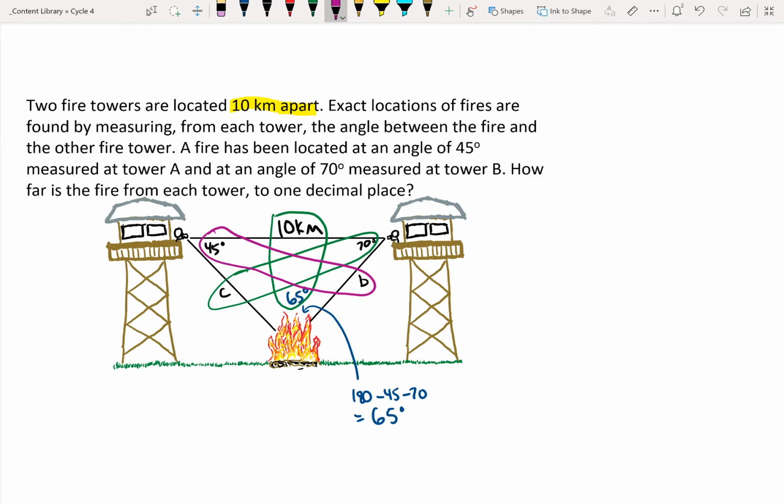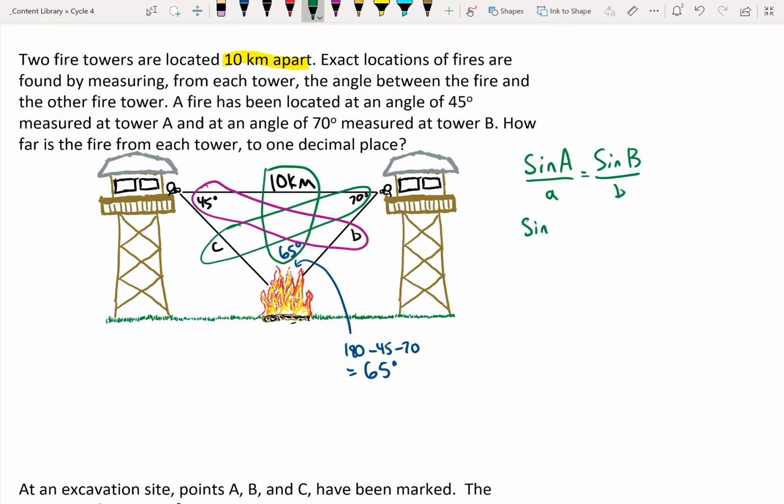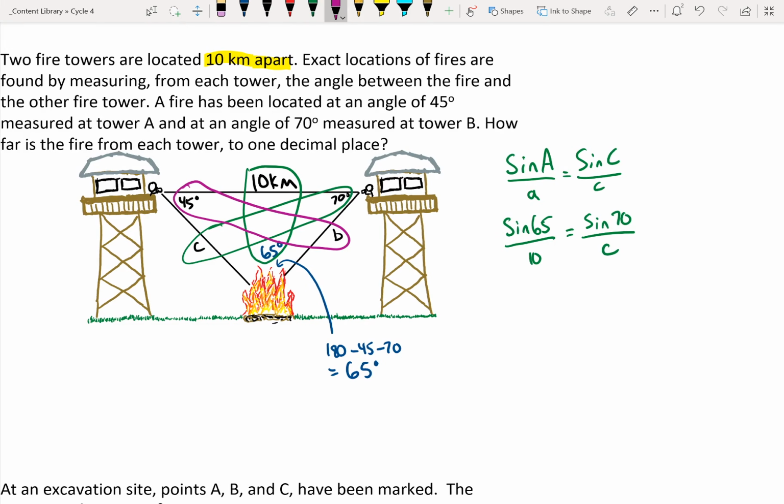So we can use those two, again, to set up the same ratios as we did in the last one. So sine A over little a equals sine B over little b. Sine of 65 over 10 is equal to sine, just for keeping it color coded, let's make this C. So we have sine 70 over C. And again, you would go through and solve that the same way as our last questions.